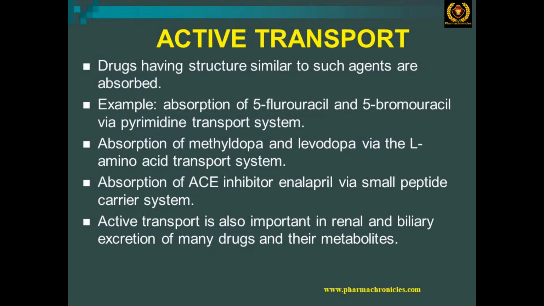Examples: absorption of 5-fluorouracil and 5-bromouracil via the pyrimidine transport system. Absorption of methyldopa and levodopa via the L-amino acid transport system. Absorption of the ACE inhibitor enalapril via the small peptide carrier system. Active transport is also important in renal and biliary excretion of many drugs and their metabolites.